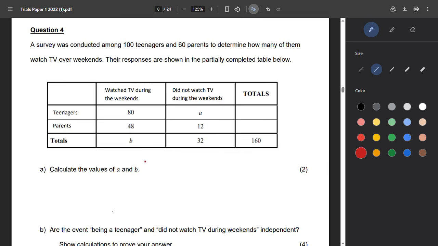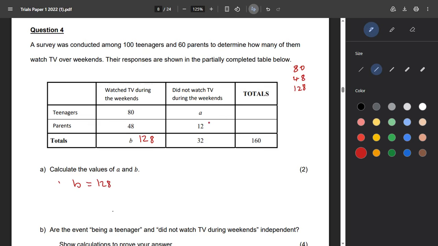So B is the total of teenagers and parents who are watching TV during the weekends. So you just have to add the two numbers. To work this out, you just add the two numbers and see what you get. So it's 80 plus 48, so B is 128. You add 8 with 0, that's 8, then this is 12. So B is 128.